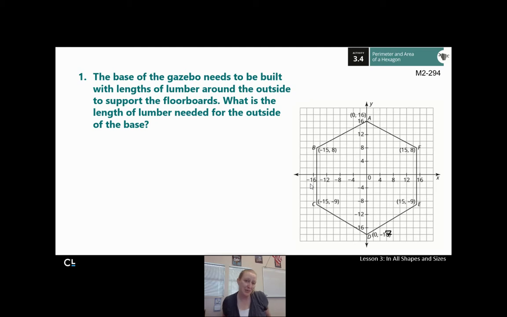The base of the gazebo needs to be built with lengths of lumber around the outside to support the floorboards, right? You don't just put the floorboards on the ground. No. You build that little structure so that you can put the floorboards on top of it. So my question is, what is the length of lumber needed for the outside of the base? Go ahead and hit pause to see if you can work this out, and then hit play when you're ready to check your work.